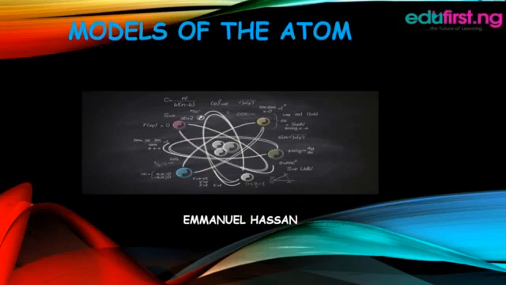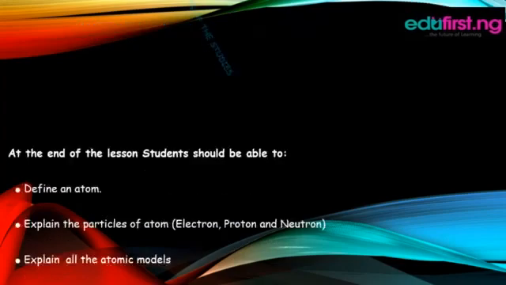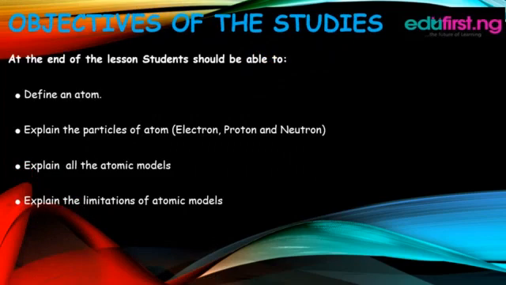Today we are going to talk about the models of the atom. Before we continue with our class of today, we are at the objectives of the study. At the end of the lesson, students should be able to: 1. Define an atom. 2. Explain the particles of the atom, that is the electron, proton and neutron. 3. Explain all the atomic models. 4. Explain the limitations of atomic models. So now, let's go to the business of the day.